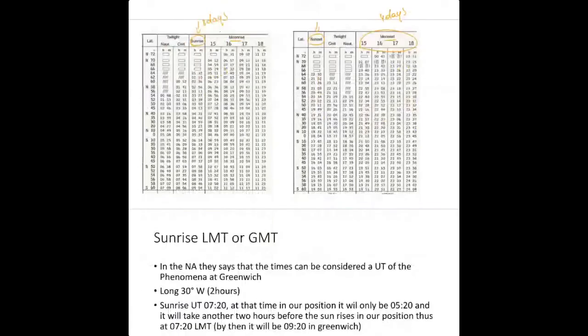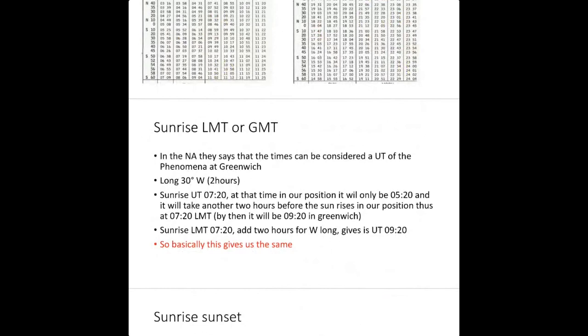Now, if you read some books on astronavigation, and you don't have to go very far, if you take a look at the back of your Nautical Almanac, they will tell you that the times mentioned for sunrise and sunset can be considered as the universal time for this phenomenon happening in Greenwich. Now, let's say that our longitude is 30 degrees west. We can change longitude into time. This will give us 2 hours.